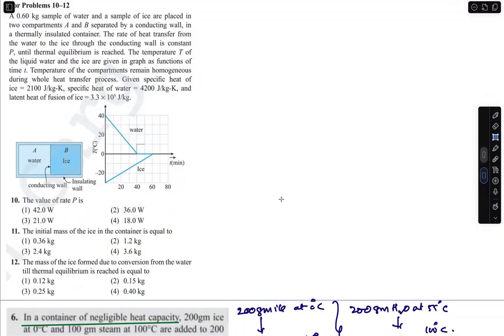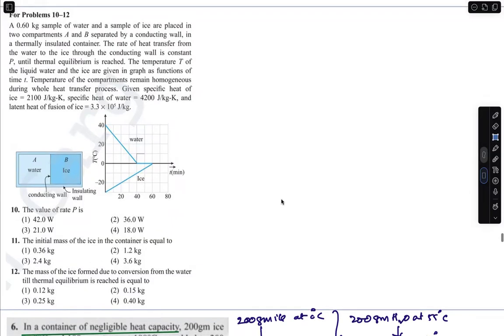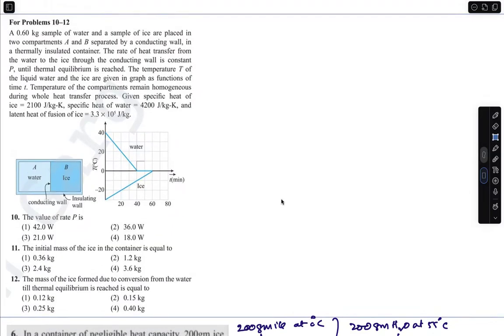Students, as you're aware, we are dealing with calorimetry problems, and this is a simple comprehension-based question. This is a question linked with a graph also. So, good question. Definitely, we can do this. Now, let us study what exactly is given in this particular question.